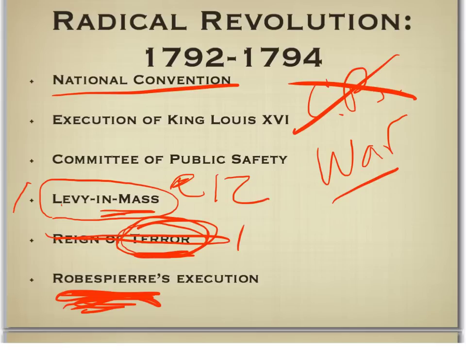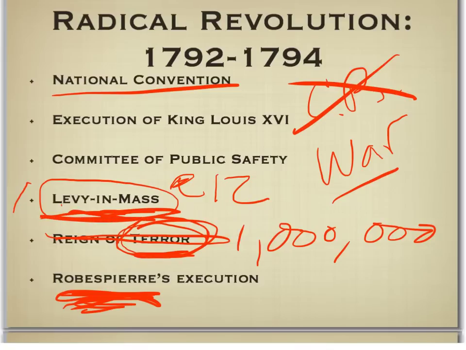Everybody had a job, and for the first time in history, there is a 1 million-person army led by the French. And this levy en masse helps push the enemies of France back in the international war. So while the war is still going on, the levy en masse starts to make it victorious for France. France actually starts conquering new territory.